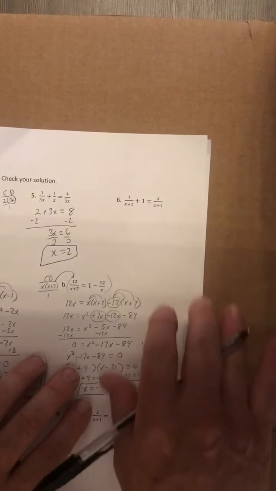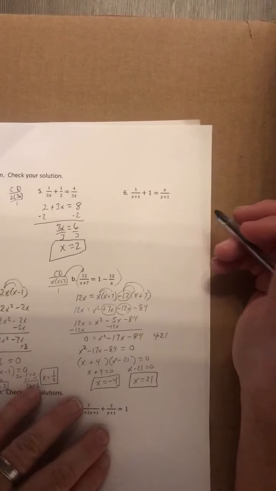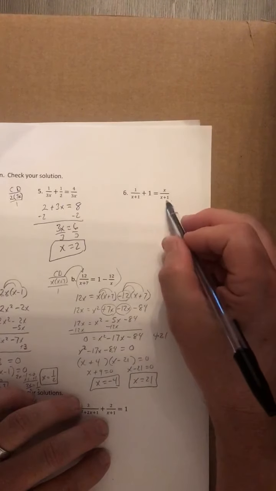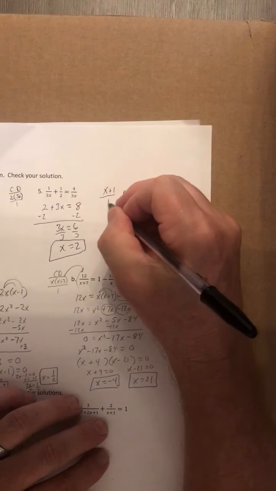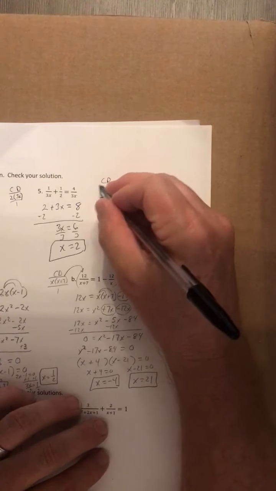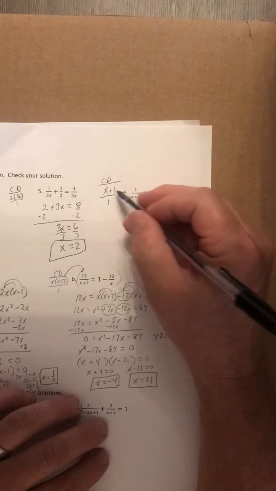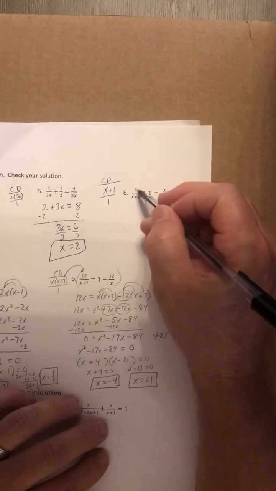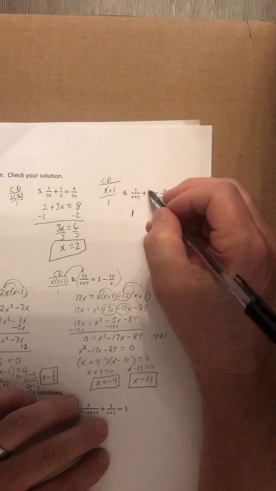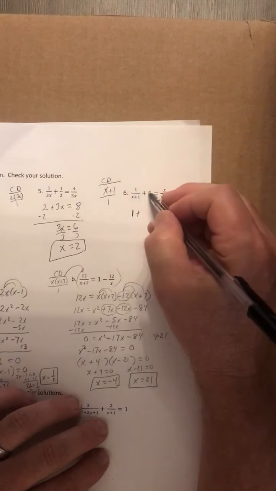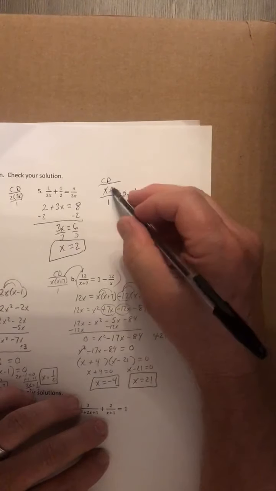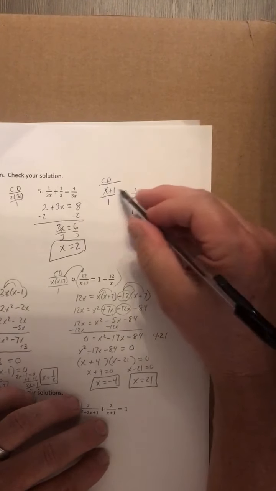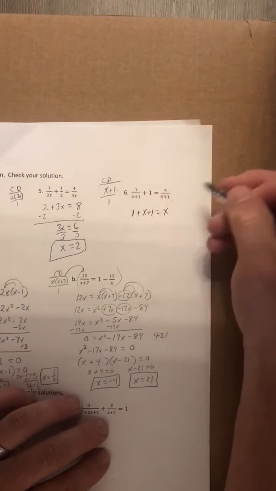Right, and then the last one, number 6, multiply this one. Common denominator is x plus 1. So I'm going to multiply everything by x plus 1 over 1, because that's my common denominator. So multiply the first one by it, the x plus 1's cancel out, so it just leaves me with 1. The second one, multiply x plus 1 times 1, you get x plus 1. And then this one, multiply x plus 1, they cancel out, so it just leaves us with x.